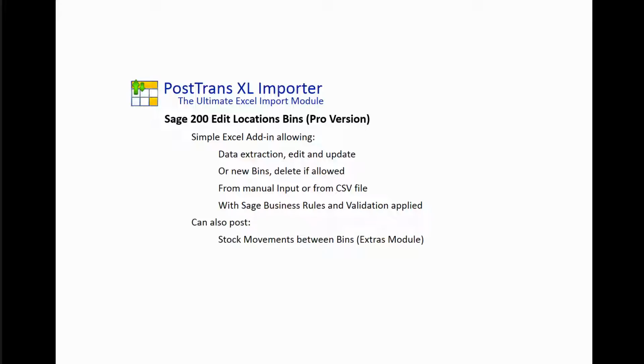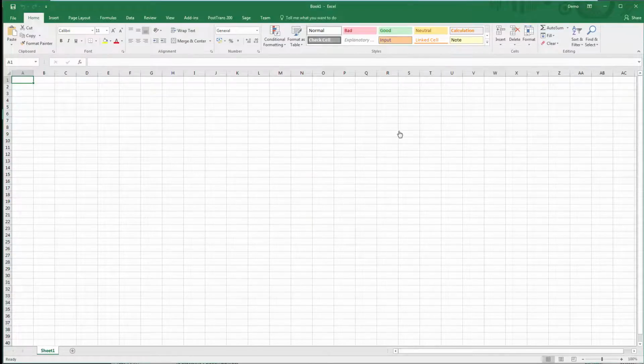This functionality can also allow us to create stock movements between bins very easily and do stock takes, so we can do selective stock takes on our bins within our warehouse. But these two features require our extras module. Okay, so let's see this in action.